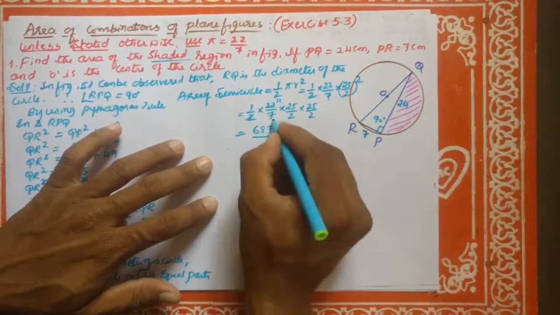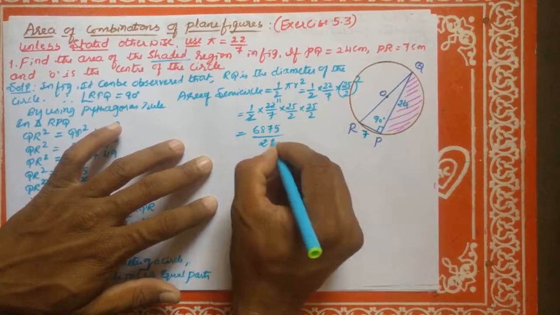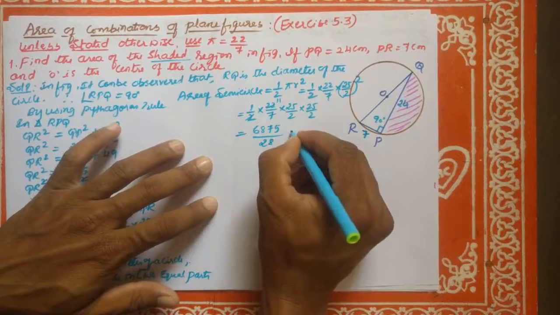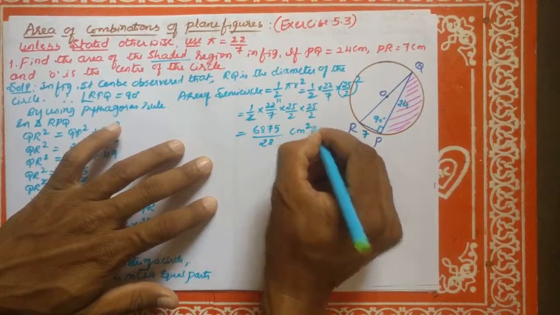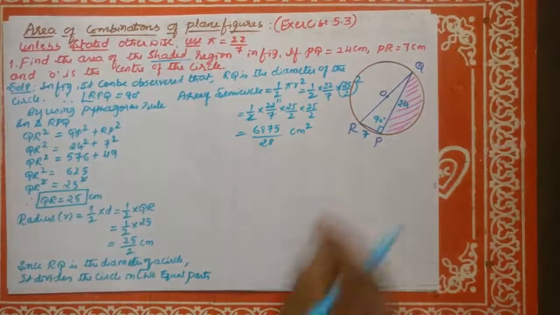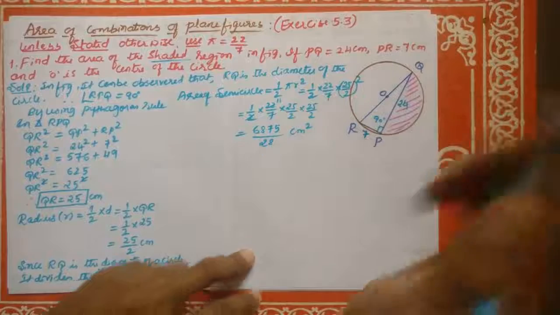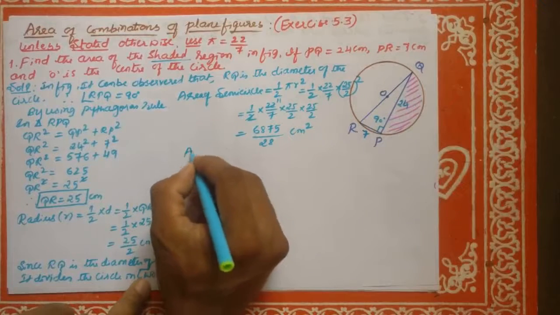6875 divided by 7 2 is 14, 14 2 is 28. This is a square centimeter. Now, area of triangle RPQ.